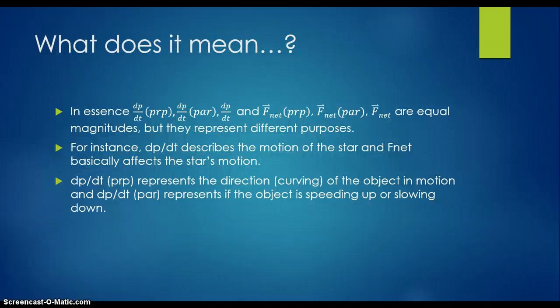The answer to this question is, in essence, that both values are equal magnitudes, but they represent different purposes. For instance, dp/dt describes the motion of the star, and Fnet basically represents how it affects the star's motion.